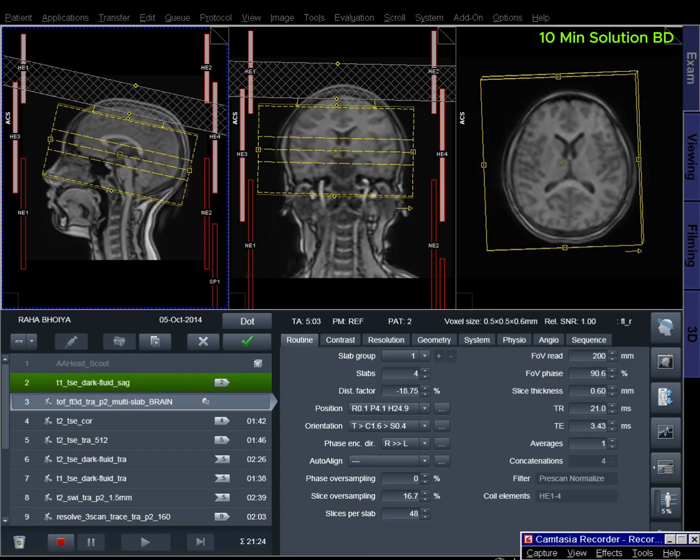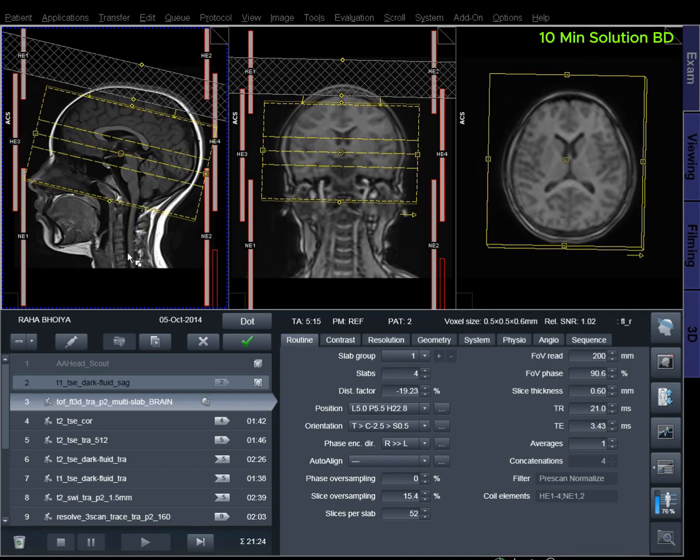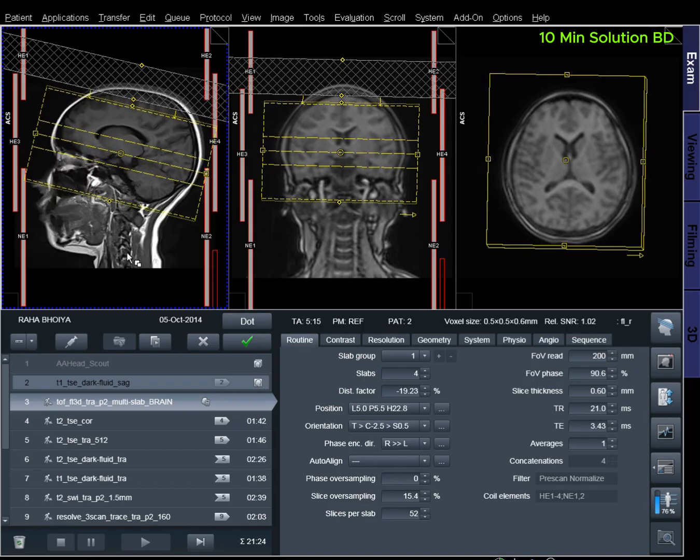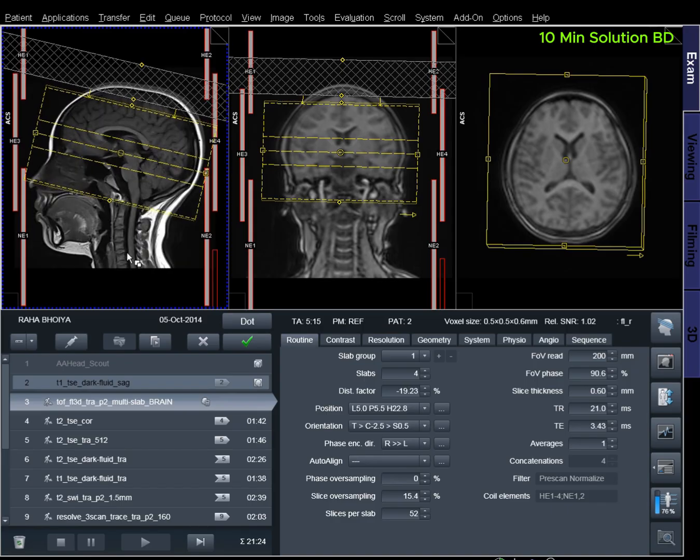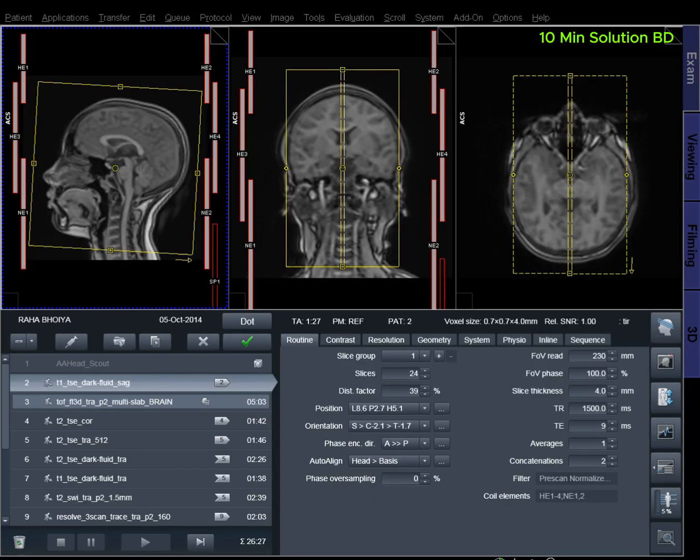Verify the planning block in the other two planes and ensure an appropriate angle is maintained in the coronal plane, perpendicular to the line of the third ventricle and brainstem. To reduce venous contamination in the resulting image, TOF sequences use saturation bands.